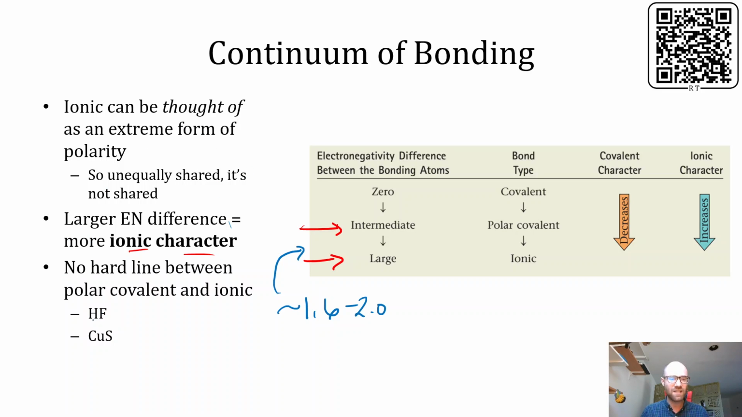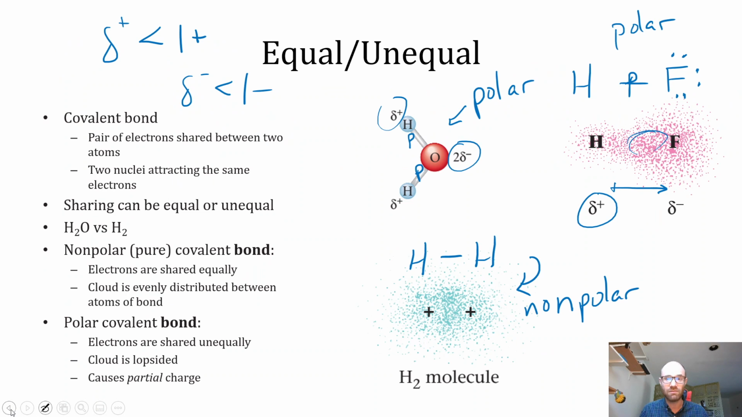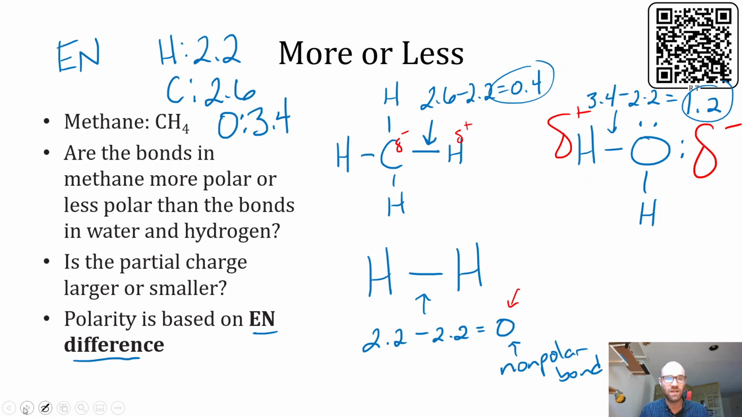But there are a couple examples, like in the case of HF, where the difference is quite large. It's at 1.8 on the electronegativity scale. So if we said that the hard line was 1.6, HF would be an ionic bond, and, well, I just showed you it wasn't. It's a covalent bond, 2 nonmetals.